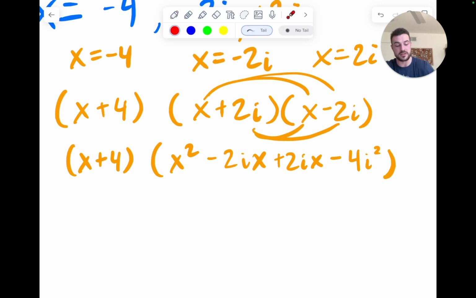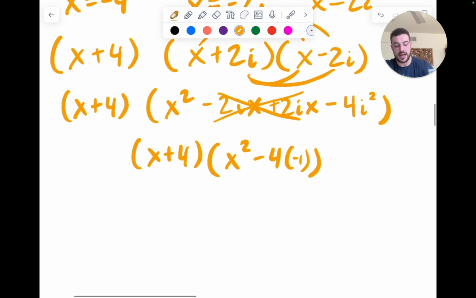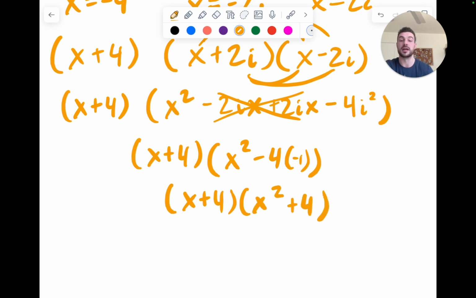So just like before, something interesting happens. Our middle terms are going to cancel each other out because, again, they are conjugates. They are opposites of each other. So technically, I've got an x plus 4, and then I have an x squared minus 4i squared. Well, let's keep in mind, we know what i squared is. i squared is really a -1. So I can replace this with a -1, and I then have x plus 4 times x squared plus 4. And now I can multiply out and get my final answer.